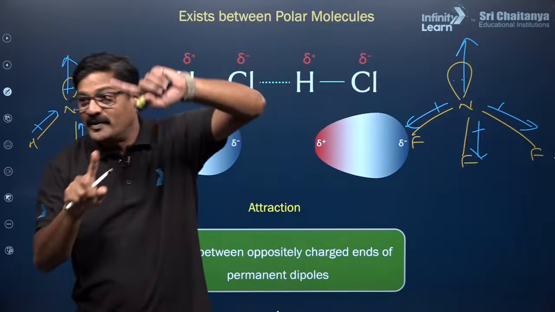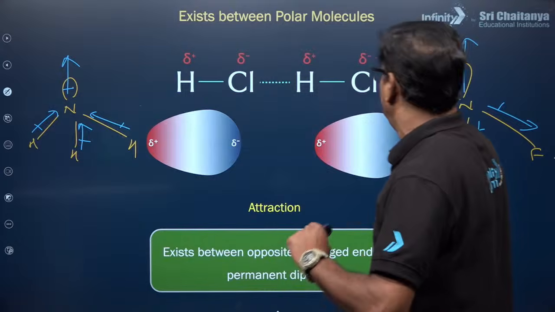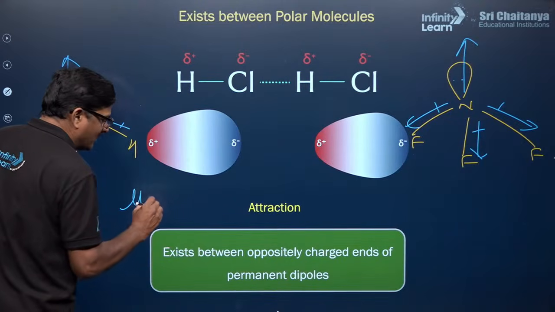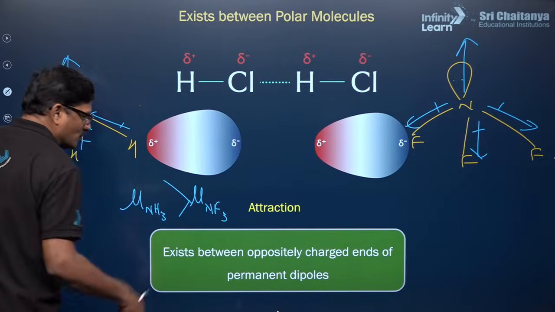The lone pair moment is opposing, so a little bit of the force is cancelled here. That is the reason for the difference between the dipole moment of NH3 and the dipole moment of NF3. It is going to be in this way.